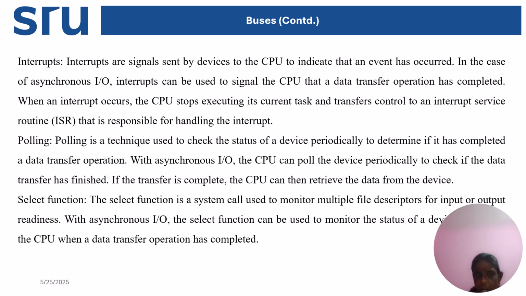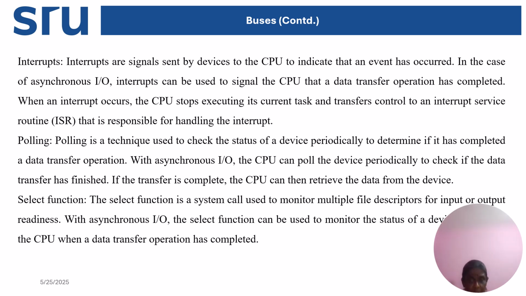When an interrupt occurs, the CPU stops executing the main task or current task and transfers control to an ISR. Already we have seen in the previous videos that an interrupt is for a specific task. It may be an input task, an output task such as print, or a memory data transfer. Here we are seeing the data transfer.